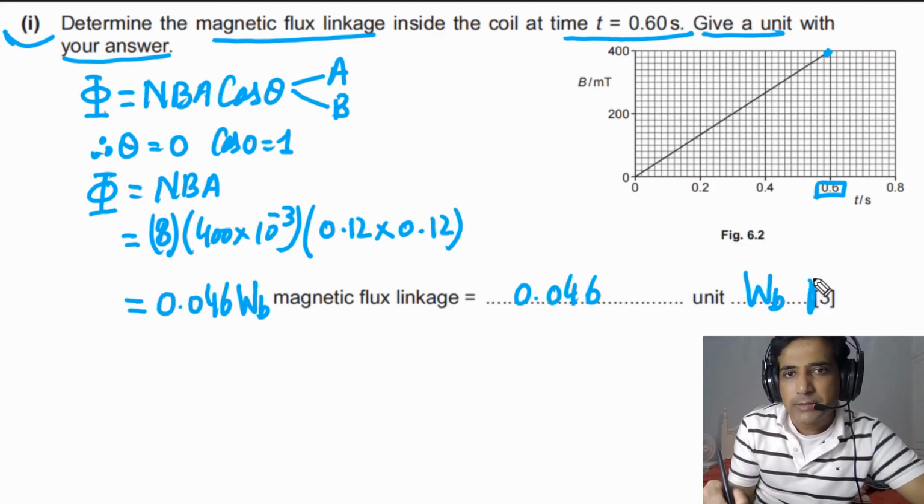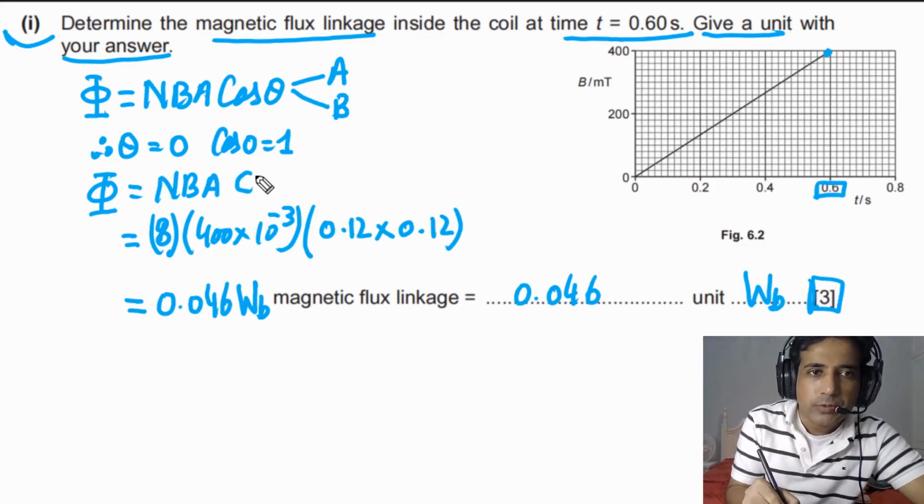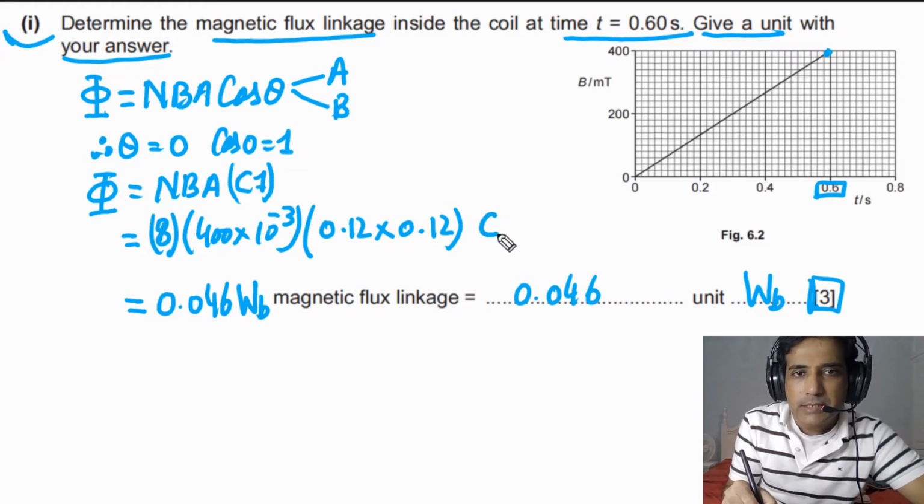This question has 3 marks. The first mark you will get if you have written this formula, and this is the C mark. The second C mark you will get if you have plugged in these values, and the last mark you will get if you have got the right answer, and that mark is the answer mark.